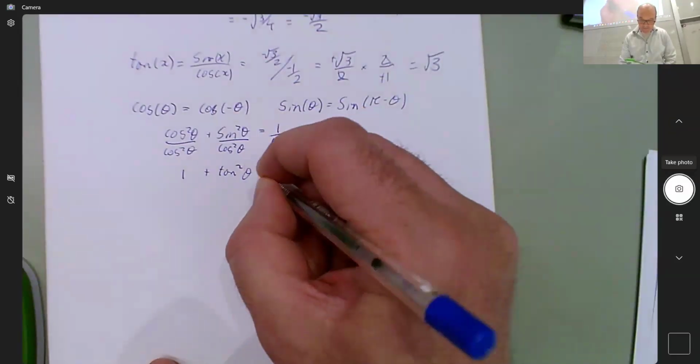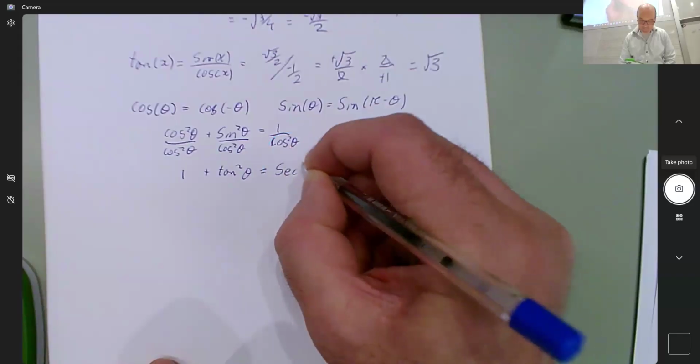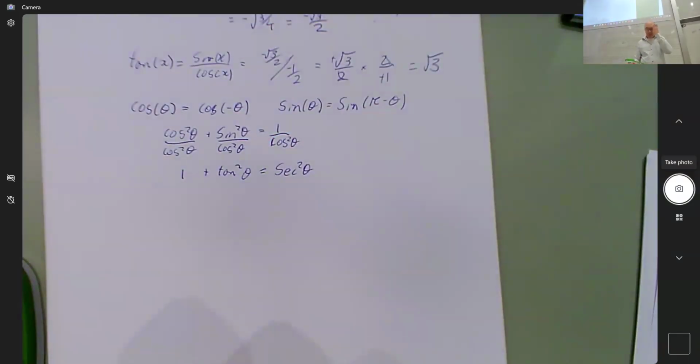Tan squared theta is equal to sec squared theta. All right. So I tend not to remember a lot, but I tend to remember how things work.